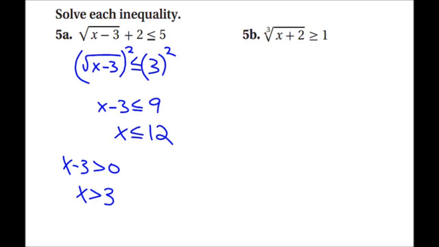Or it could be greater than or equal to, sorry, greater than or equal to 0, because it could be 0. So x has to be greater than or equal to 3 and also less than or equal to 12. So x is greater than or equal to 3 and less than or equal to 12.